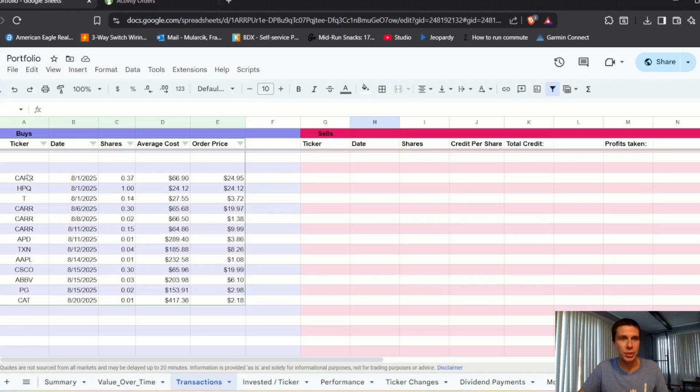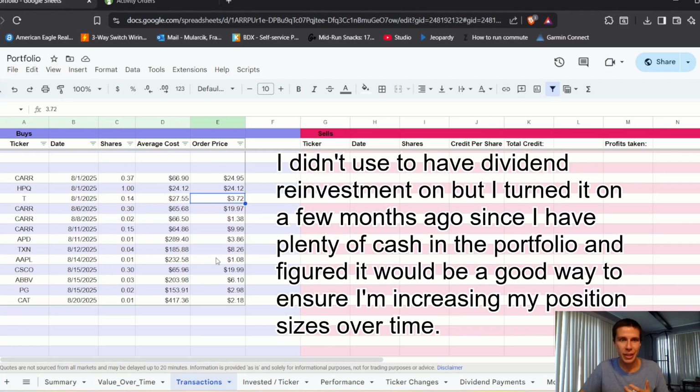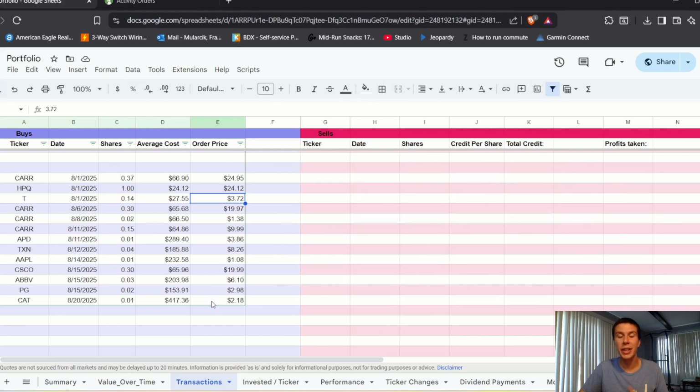So that's a better way of doing it that I have in the new spreadsheet. So made a few purchases of Carrier Global here, HPQ, one purchase, AT&T, this looks like just a reinvested dividend, and then Air Products and Chemicals, Texas Instruments, Apple, all reinvested dividends there. Same thing with AbbVie, Procter & Gamble, and Caterpillar, and then one purchase of Cisco. So nothing too crazy. Bought a few times throughout the month.